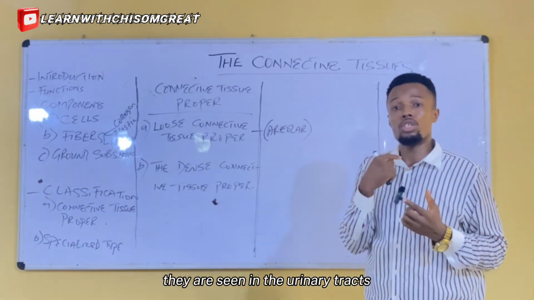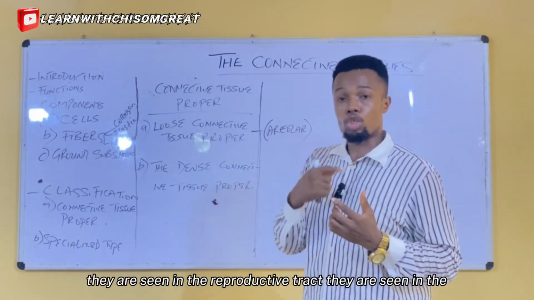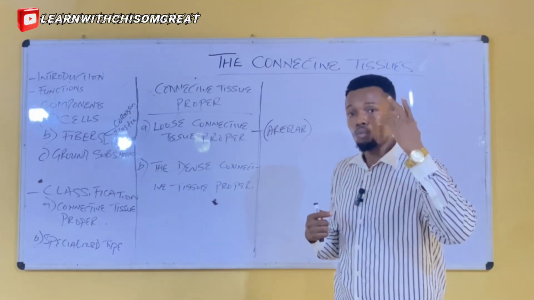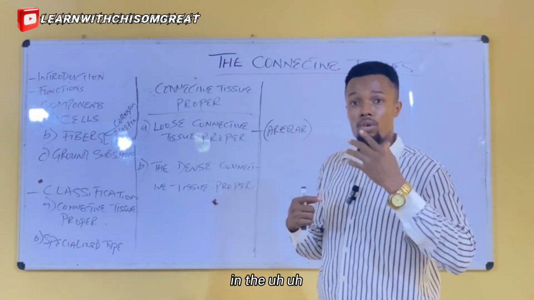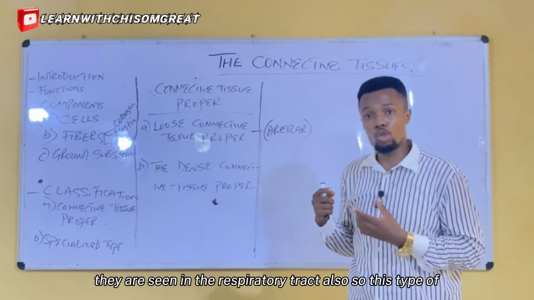They are seen in the urinary tract. They are seen in the reproductive tract. They are seen in the respiratory tract also.